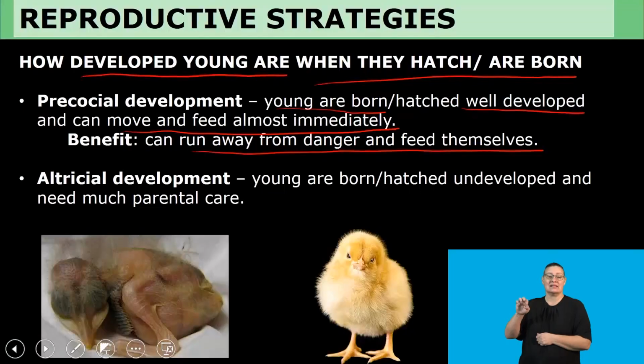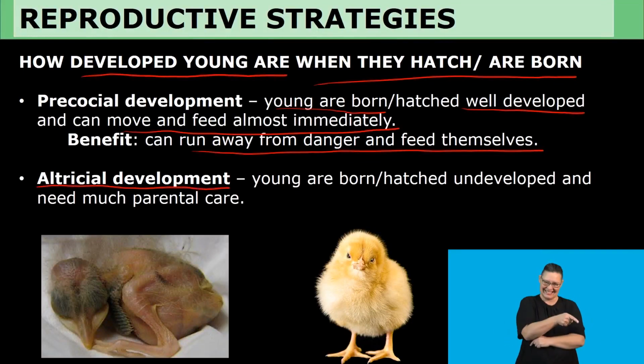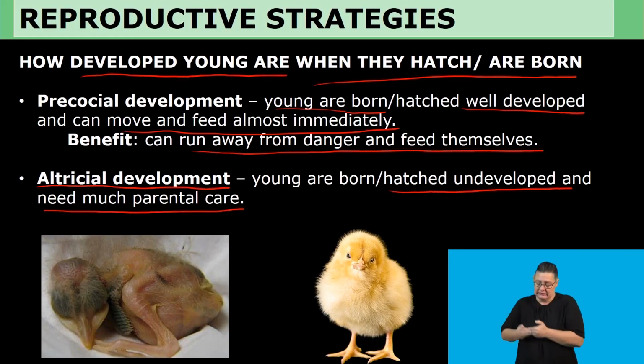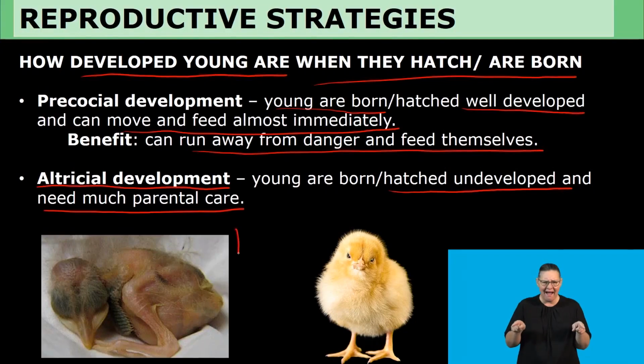Altricial development, on the other hand, is the opposite of precocial development. Young are born, hatched, undeveloped, and need much parental care. Class, obviously you can start telling me between these two diagrams, 1 and 2, which one is precocial and which one is altricial. So let's crack it.